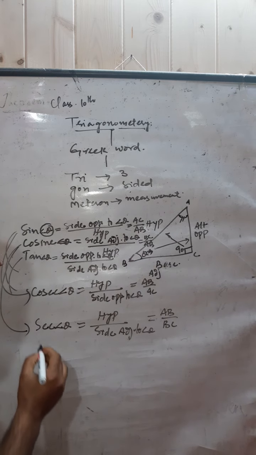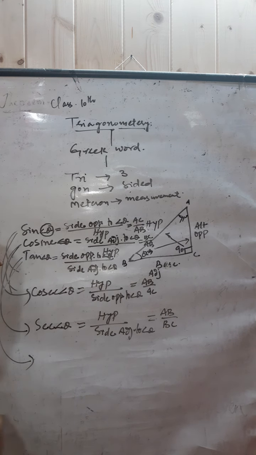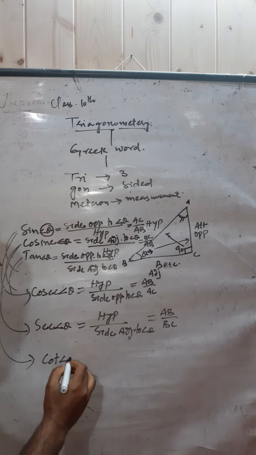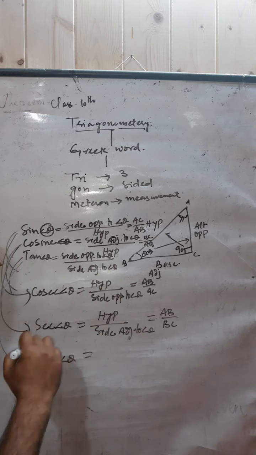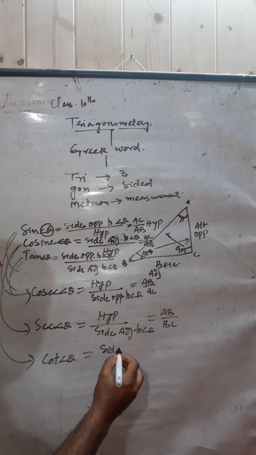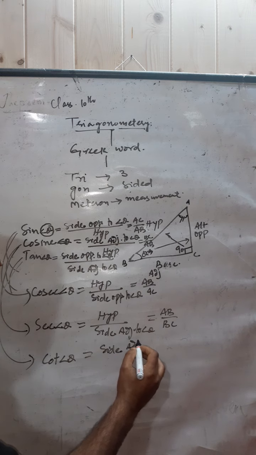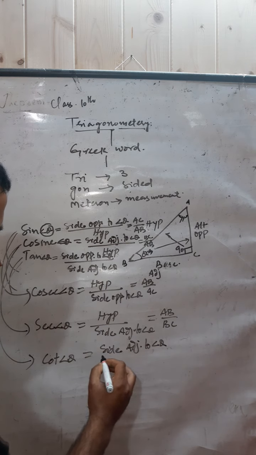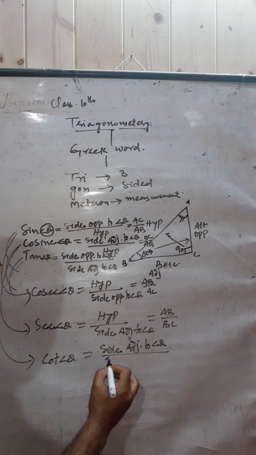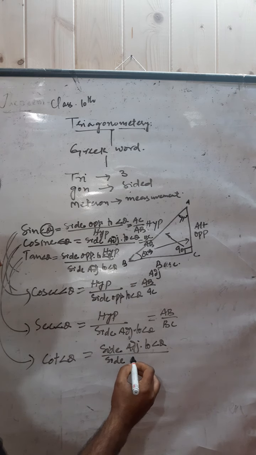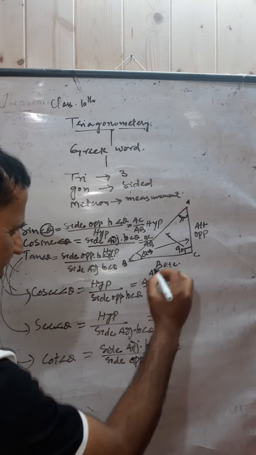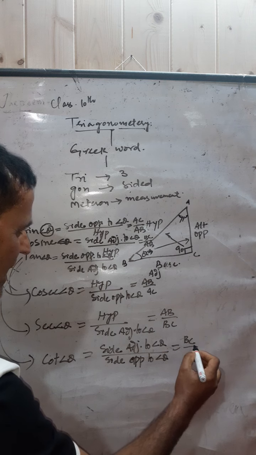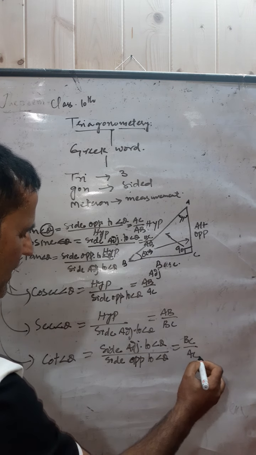AB upon BC, and then we have the reciprocal of tan, that is known as cot of angle theta, because we are focusing here on angle theta. So cot of angle theta is the opposite of tan, so we will write side adjacent to angle theta upon side opposite to angle theta. Side adjacent means side BC and side opposite means side AC.